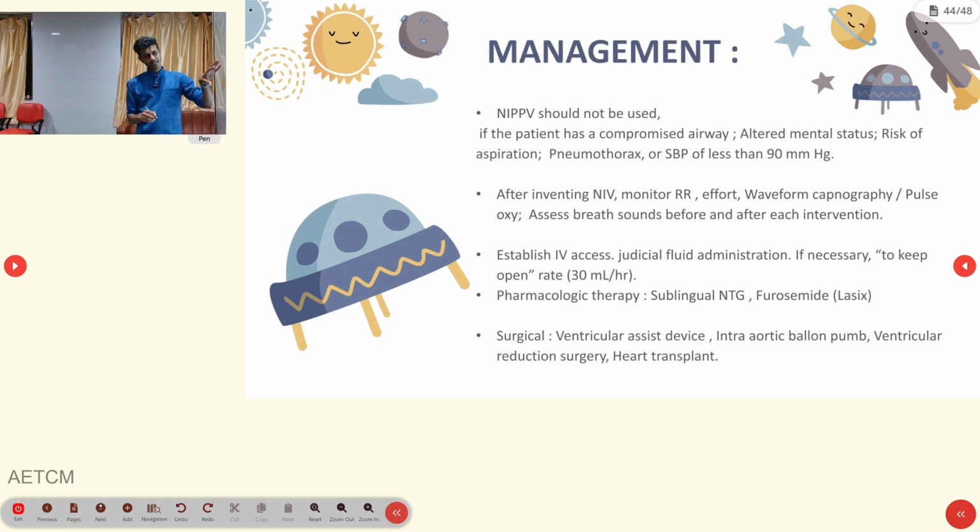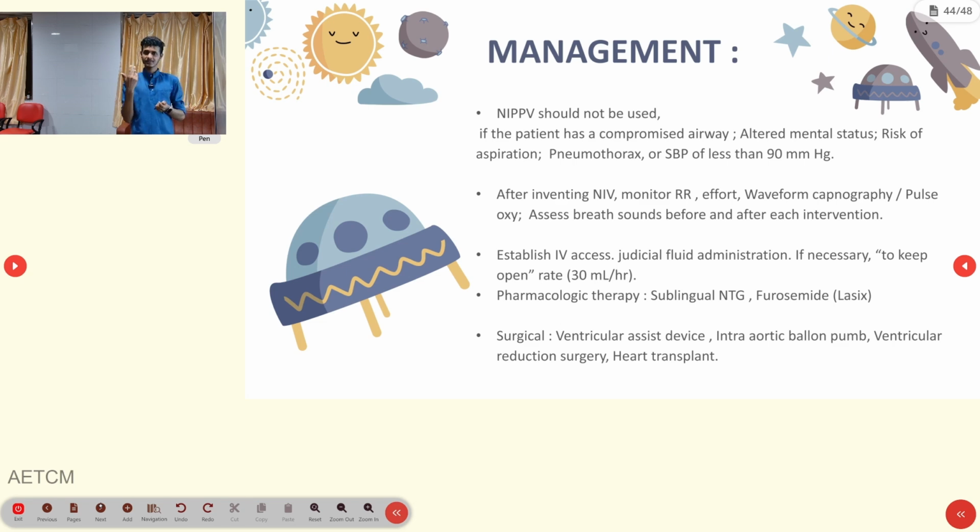So we have to establish IV access. Here the heart is already in congestion, so you should not administer more and more fluid. You have to administer fluid judiciously. Unless it is necessary, you can go with 30 ml per hour. Otherwise, based on your medical director's guidance, you can go for fluid infusion. So pharmacological therapy wise, here we can go with sublingual nitroglycerin and then furosemide.